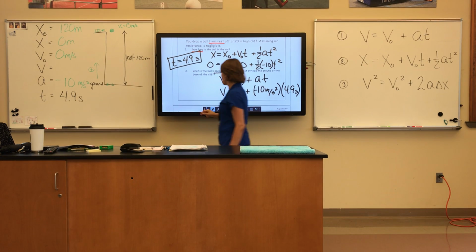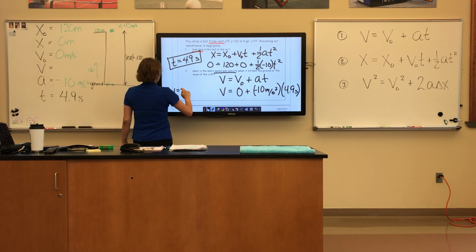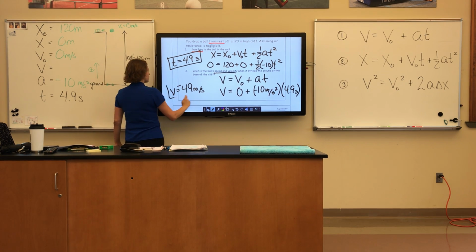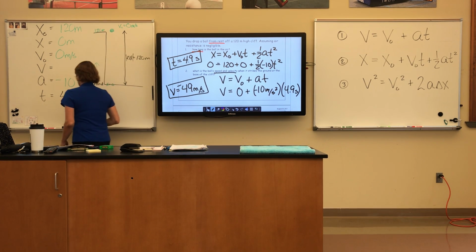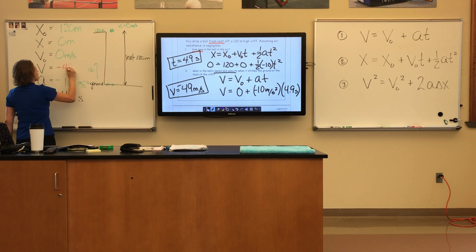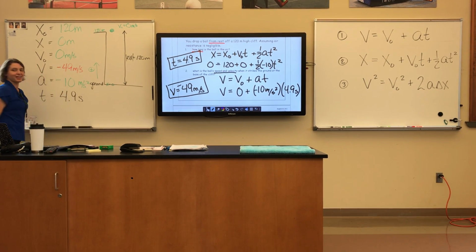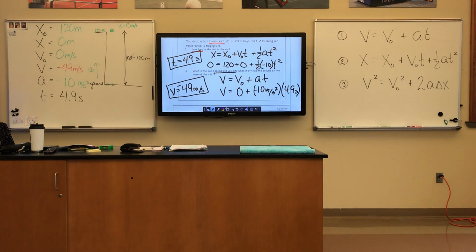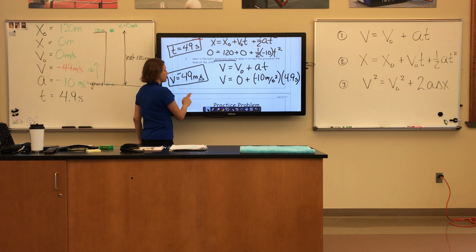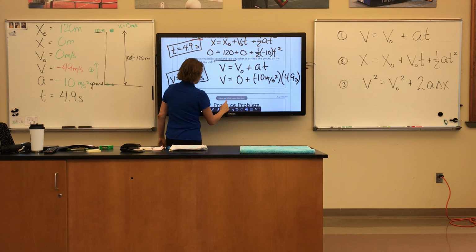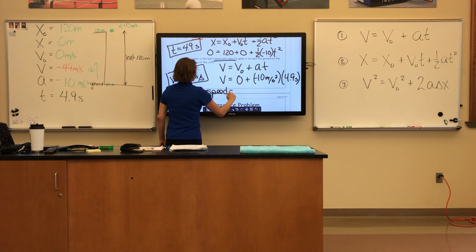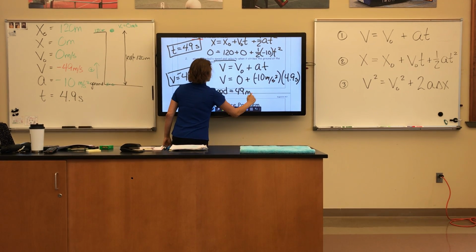And so what's my final velocity? 49 meters per second, and that's negative because it's in the negative direction. So my velocity is negative 49 meters per second. Great. If I want to talk about speed, speed is just going to be the absolute value or magnitude of that. So you would say my speed in this case is just 49 meters per second.